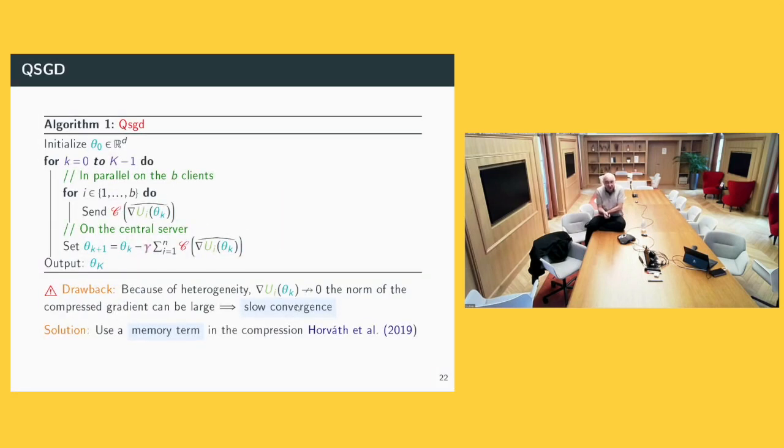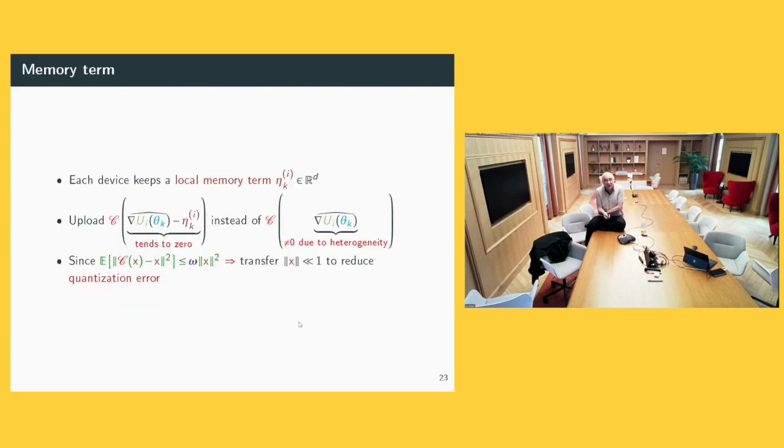Okay, so there is one idea, which is really a signal processing idea, which has been done by Horvath in 2019. And it's what is used in telecommunication for adaptive DPCM, so ADPCM, adaptive differential pulse code modulation. It's exactly the same idea.